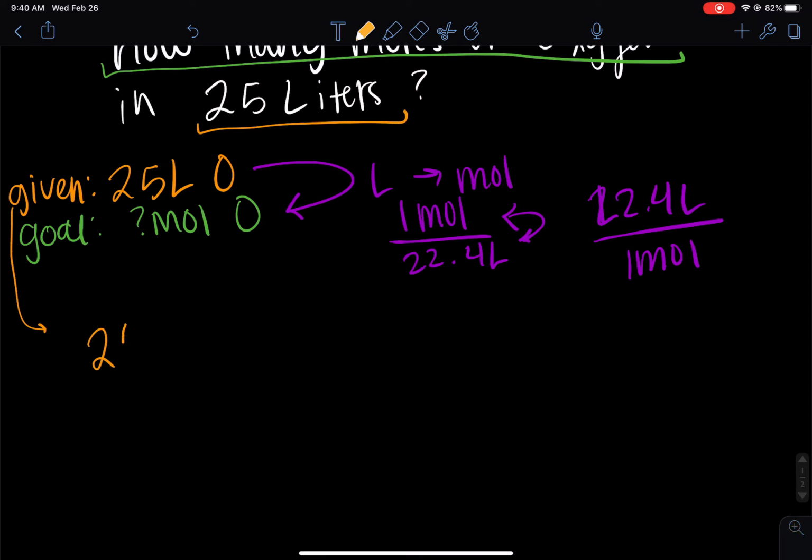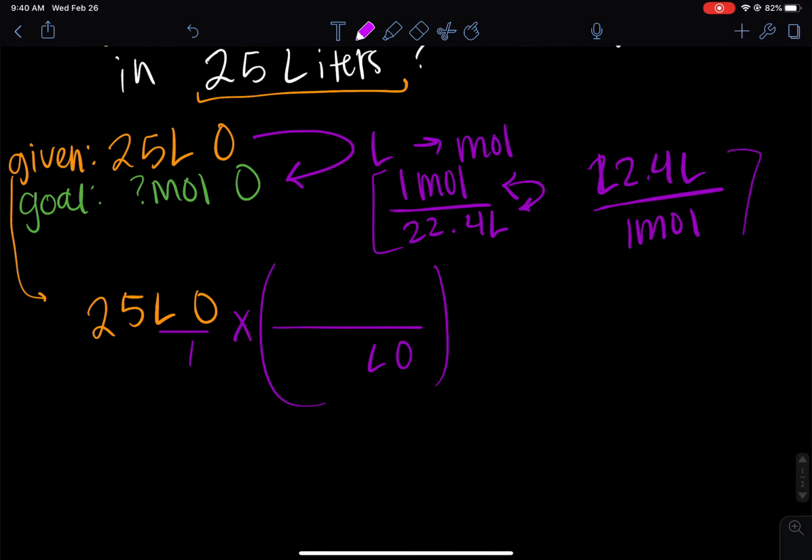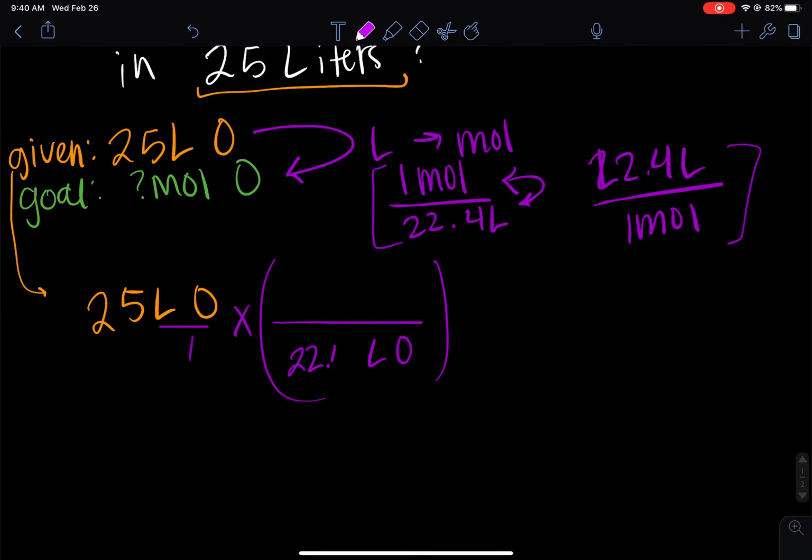Every time we're going to start with what we're given. So we're going to start with 25 liters of oxygen. And of course, that's not our goal, so we have to multiply it by some type of conversion factor. So if liters of oxygen is on top of this imaginary 1, then I need to put liters of oxygen on the bottom of the next fraction. So this is a conversion factor, so it has to stem from one of these two fractions. Okay, so 22.4 liters goes with liters, and this is equal to 1 mole of oxygen.